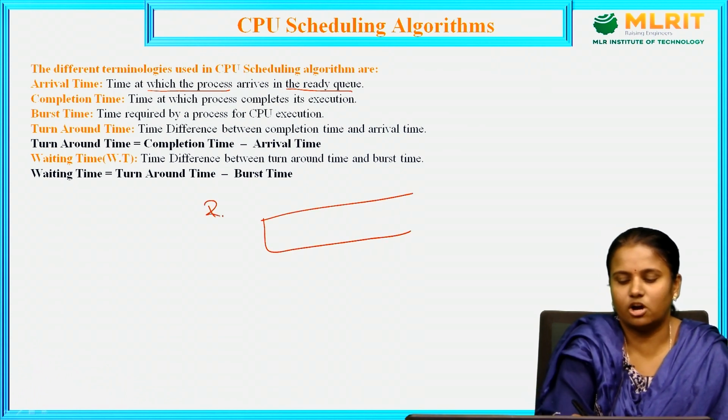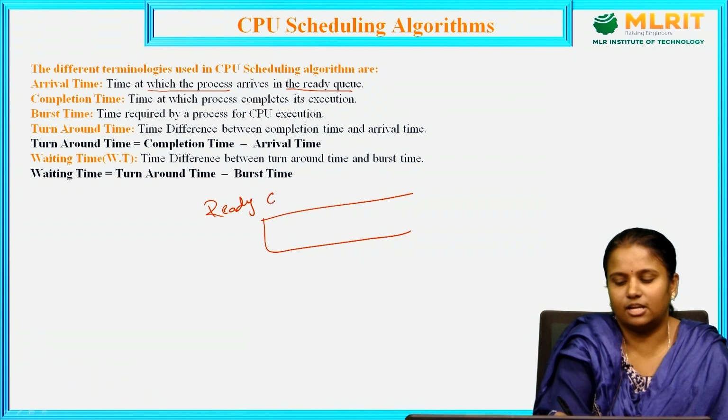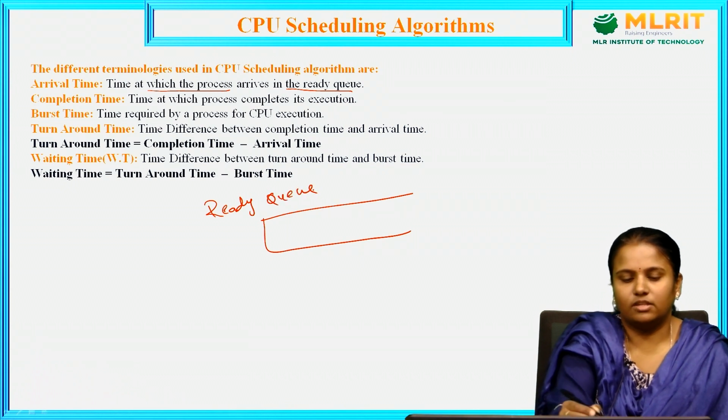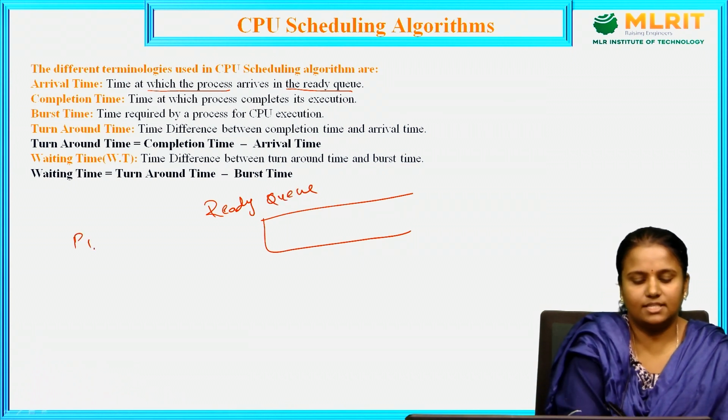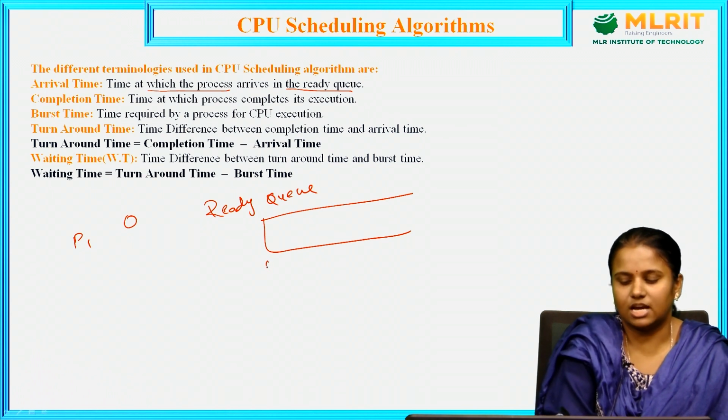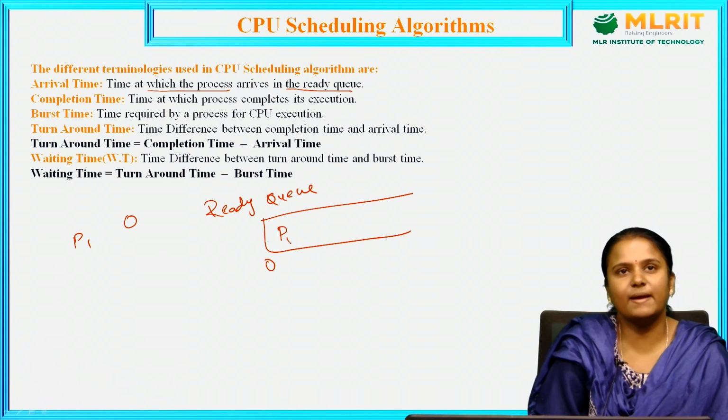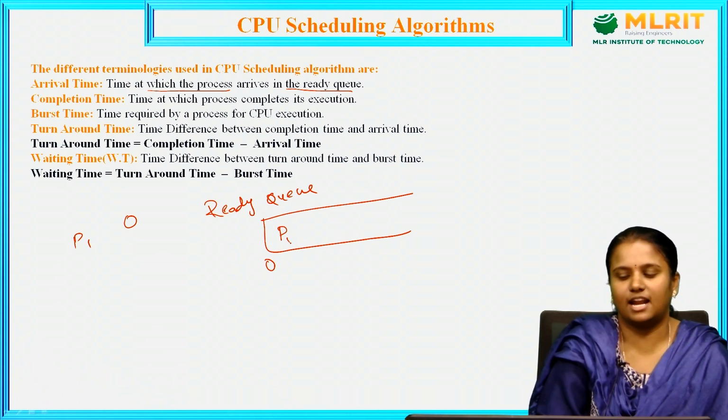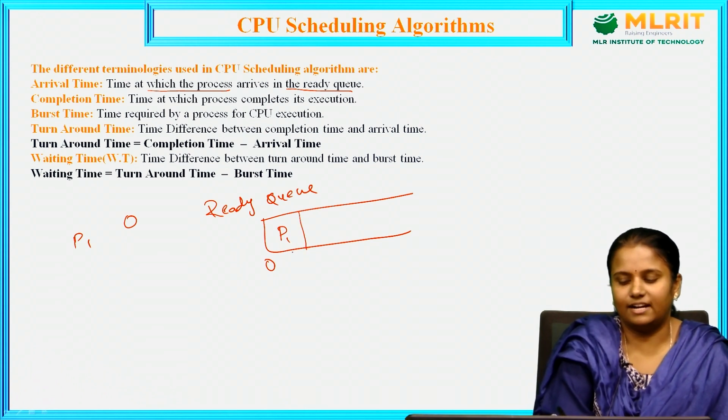So let us draw our ready queue. This is the ready queue. For arrival time, P1 is at 0, so our ready queue starts from 0. P1 is in the ready queue. The time at which the process arrives in the ready queue is what we call arrival time.